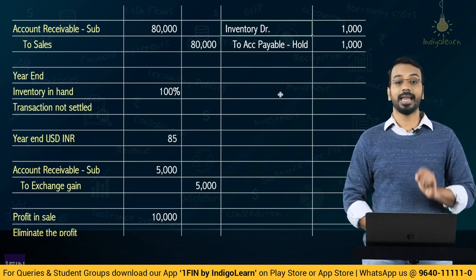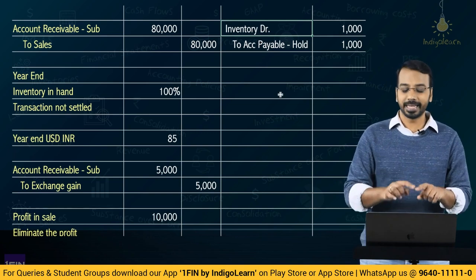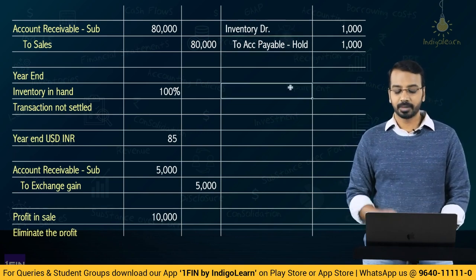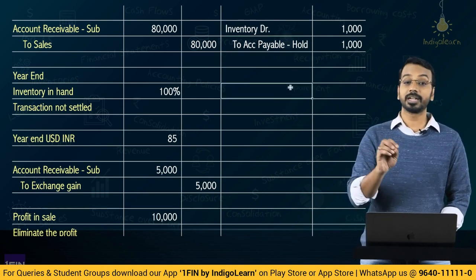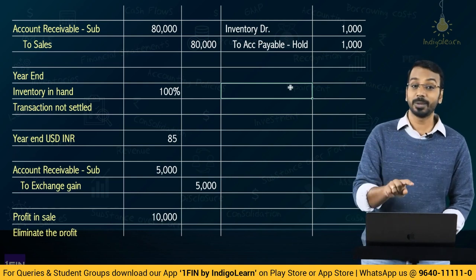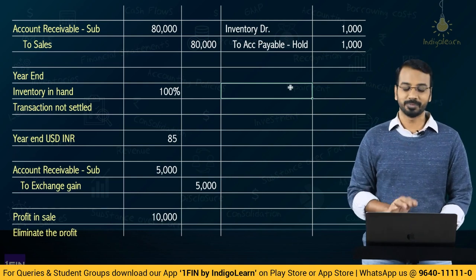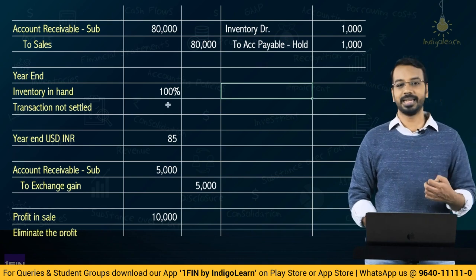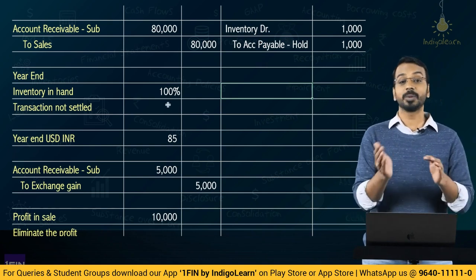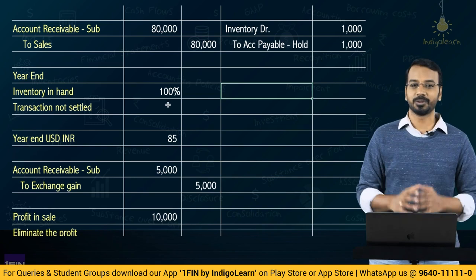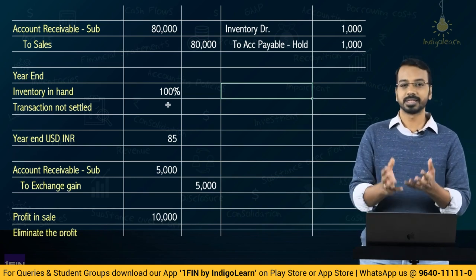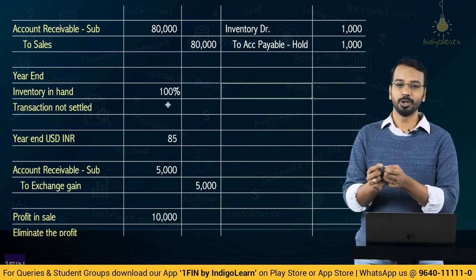Now, one more thing that will happen is when you are consolidating, this account payable will be converted at the closing balance and the account payable will also be 85,000. Here the account receivable is 85,000, there the account payable after conversion is again 85,000, and whatever is the difference will be accumulated as a part of the OCI.